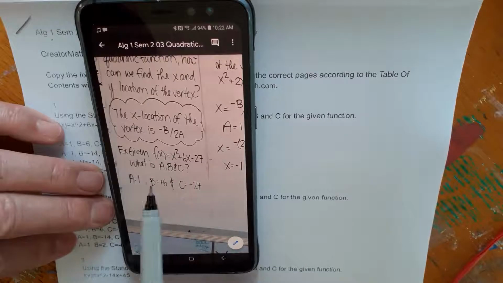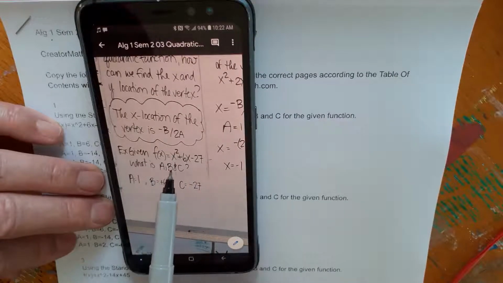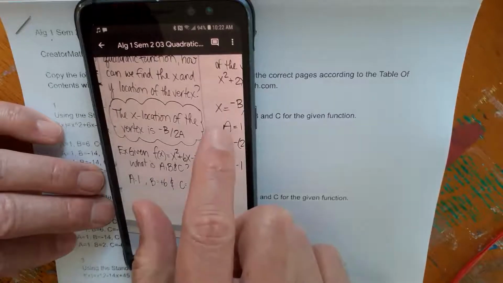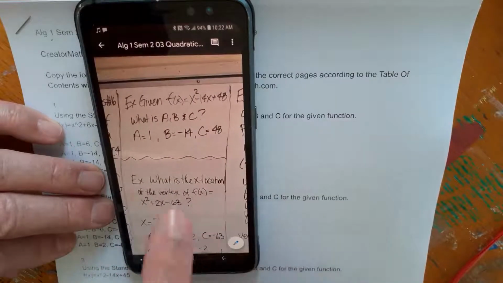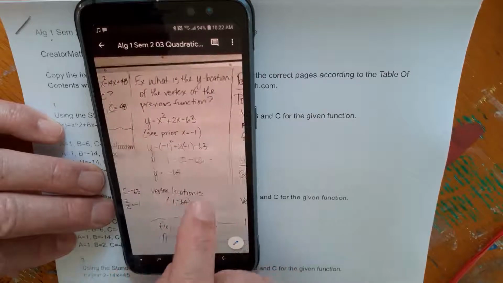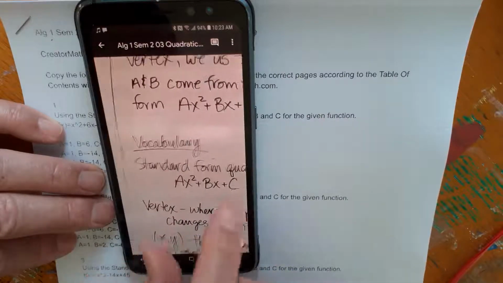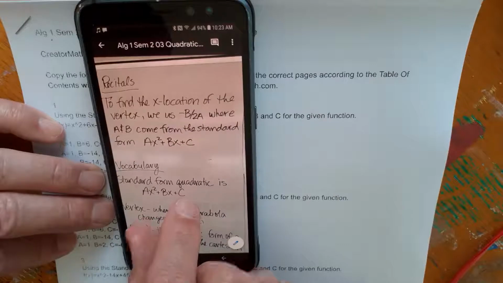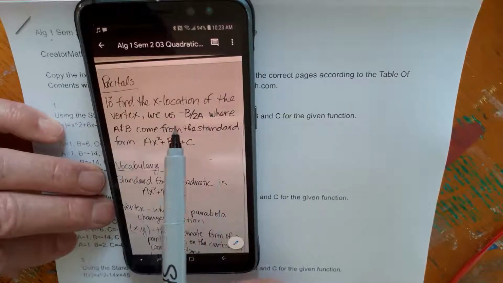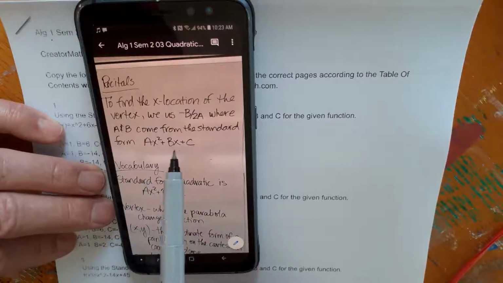They're talking to you about how to identify a, b, and c in the standard form of the quadratic equation. So we're going to do that in these problems. There's some examples. They're talking to you about finding the x value of the vertex. Once you have the x value, how to find the y value of the vertex to find the coordinate location of the vertex of a parabola or of a quadratic. To find the x location of the vertex, we use negative b over 2a, where a and b come from the standard form, ax squared plus bx plus c.